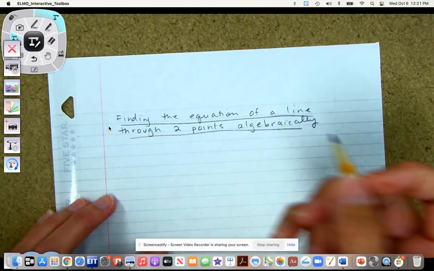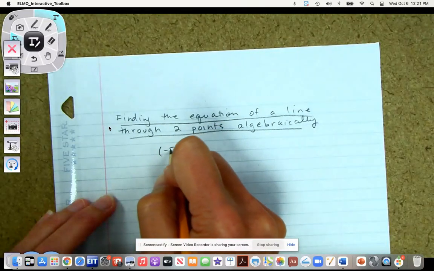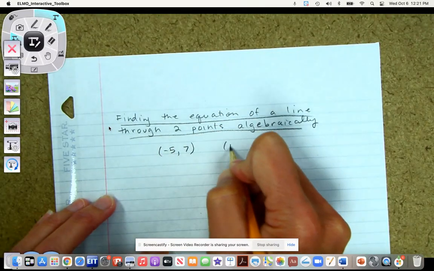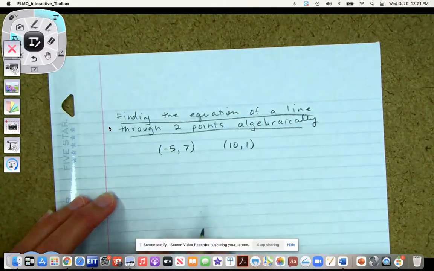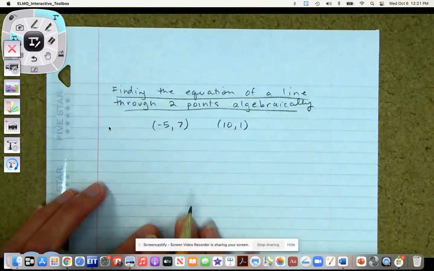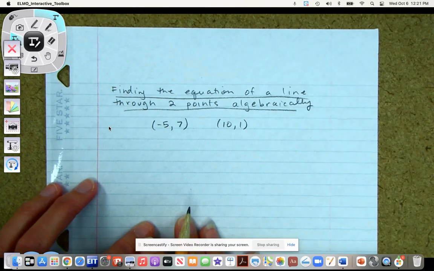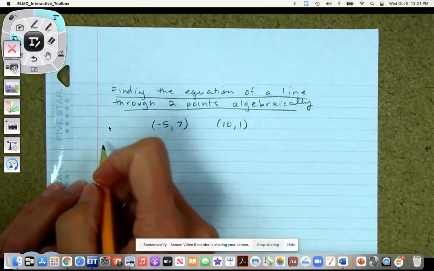I feel like I spelled that wrong. Okay, let's say we've got the points (-5, 7) and (10, 1). Without making a table or a graph, let's say we want to try and find the equation. So the first thing you're going to do is find the slope.